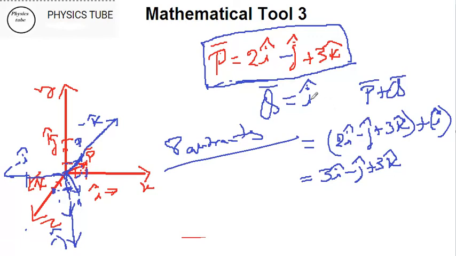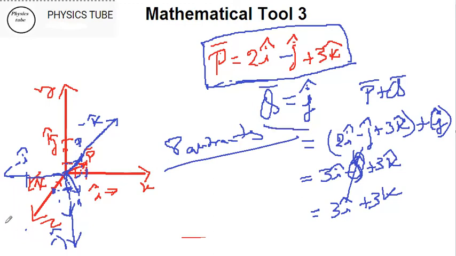Suppose it is said q is equal to j, and you add up. This is nothing but minus j plus j. When you add up, j vanishes. So the result becomes 3i plus 3k. From a three-dimensional vector, when you add up two vectors, the result is going to be two-dimensional. And this is of course a one-dimensional vector.